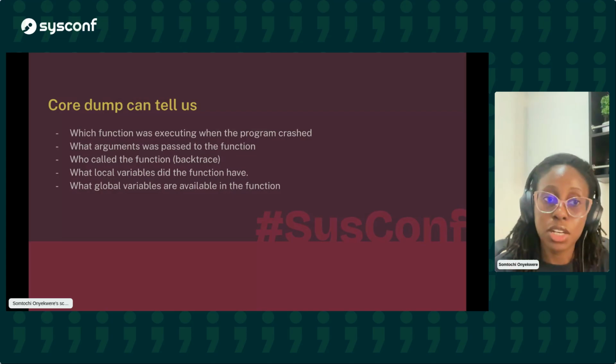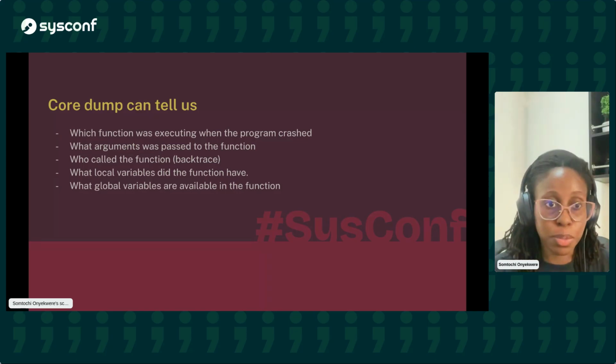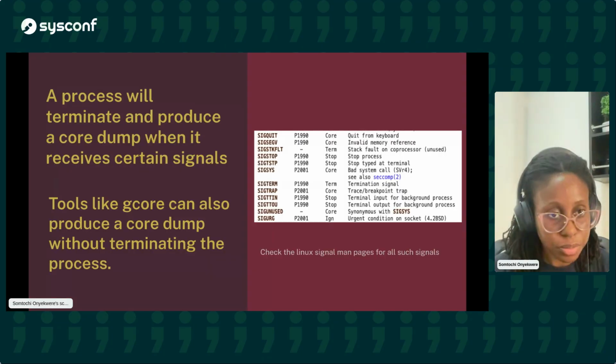So the core dump can tell us which function was currently executing when the program crashed. It can let us know what arguments were passed to the function, who called the function. It can give us a full backtrace, basically the whole process address space, any data that it had on the stack, on the heap, any local or global variables that the program had while it was executing. We can actually take a peek at it through core dumps.